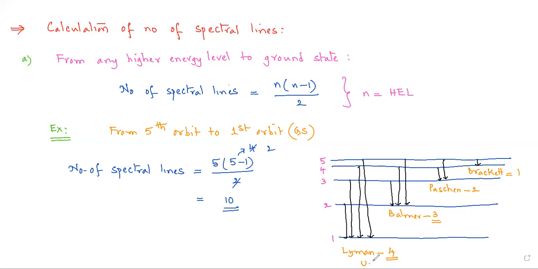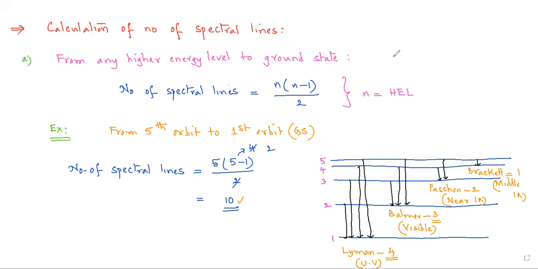If you want, you can also give the region. Sometimes even the regions are asked: the number of spectral lines formed in the visible region or UV region or near IR region or middle IR region. Of course, we will solve interesting problems later on. But for now, I think it is clear. 4 plus 3 plus 2 plus 1, a total of 10 spectral lines formed when electrons get de-excited from the 5th orbit to the 1st orbit.